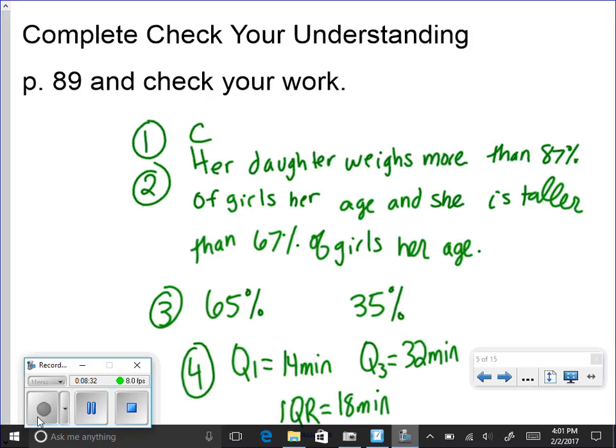The third one, what percent of calls were less than 30 minutes? That was 65%, and you were reading that from the ogive. And for more than 30 minutes, that would be 35%.